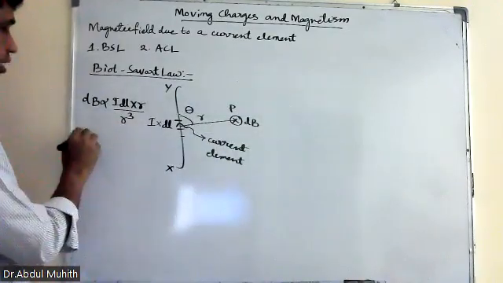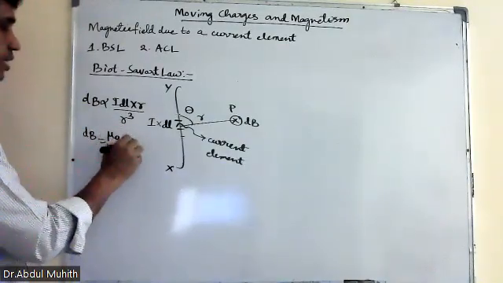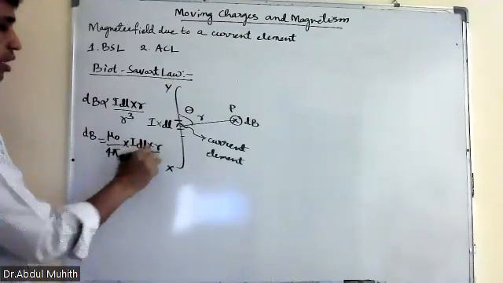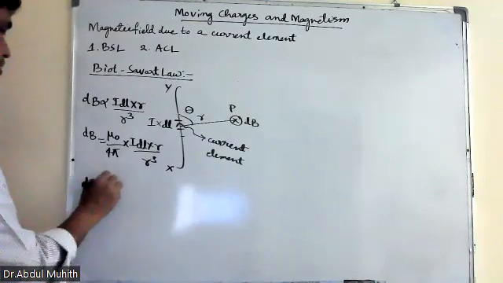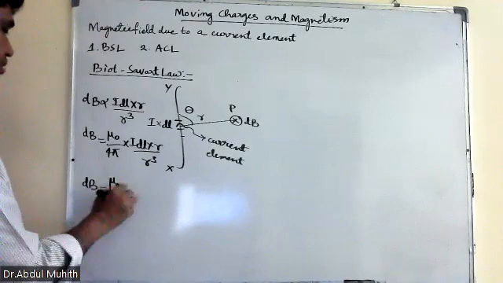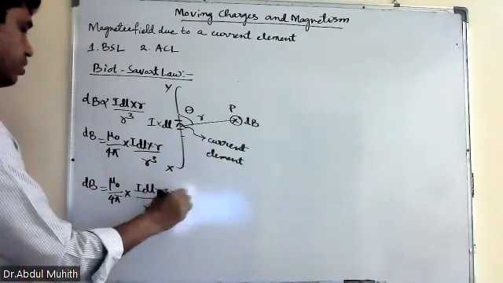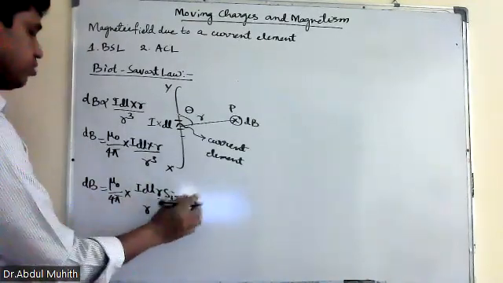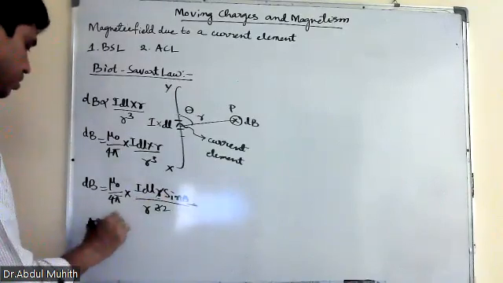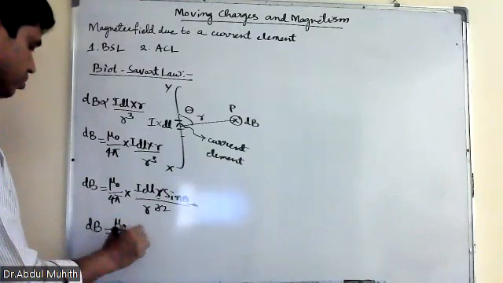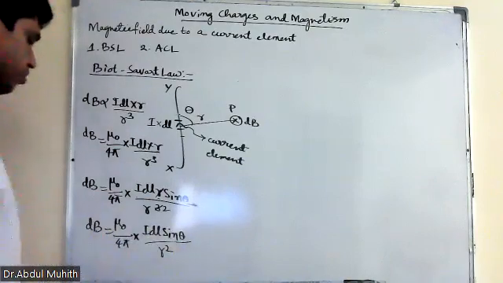So now, to remove the proportionality constant, we write mu 0 by 4 pi into I into DL cross R divided by R cube. Now dB is equal to mu 0 by 4 pi into I DL R sin theta divided by R cube. So R and R will go away. So dB is equal to mu 0 by 4 pi into I into DL sin theta divided by R square. So this is the formula. Is that clear?